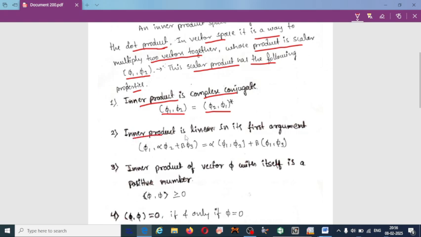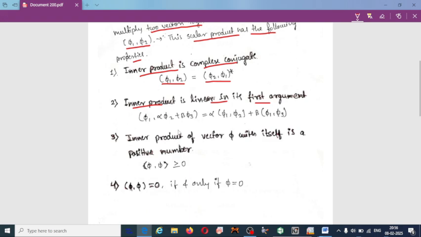Second property: the inner product is linear in its first argument. If we take the inner product of phi 1 with a sum of two vectors with coefficients alpha and beta, it is given by alpha times the inner product of phi 1 and phi 2, plus beta times the inner product of phi 1 and phi 3. That is what linearity shows. The inner product is linear in its first argument.